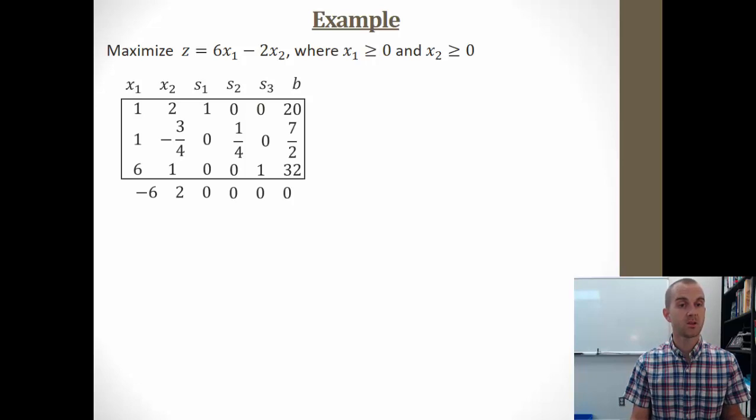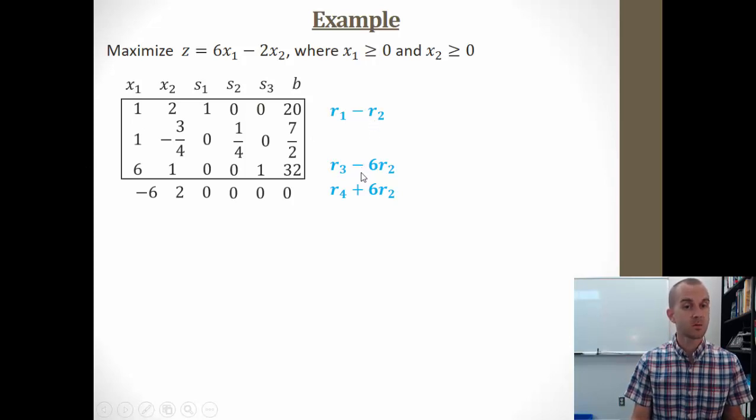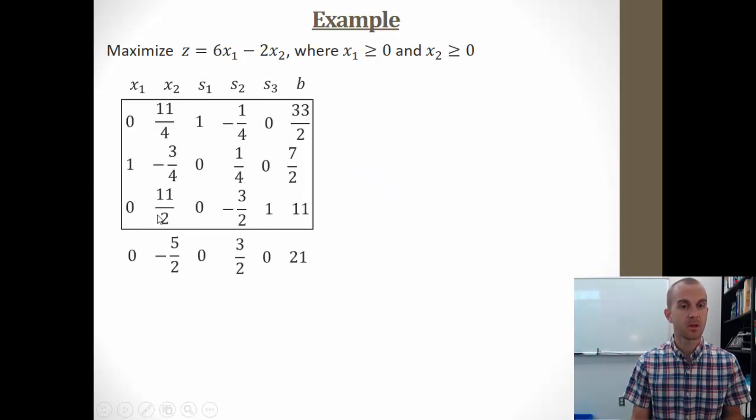Now I can go through and use elementary row operations on each of the other 3 rows. The first one, I'd end up subtracting row 2. The third row, I'd end up subtracting 6 times row 2. And in the fourth row, I end up adding 6 times row 2. I'm going to perform all these operations at once because we've talked about how to do elementary row operations before. So here's the new Simplex Tableau.